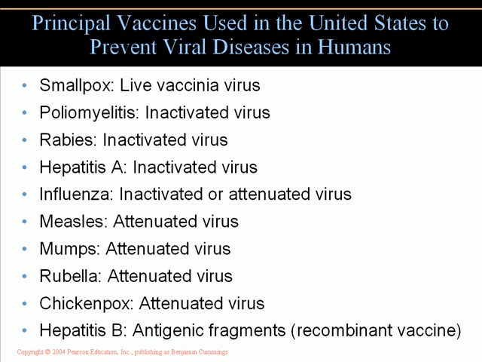Poliomyelitis, which is an inactivated virus. Rabies, also an inactivated virus. Hepatitis A vaccine, inactivated virus. Influenza, inactivated or attenuated. Attenuated, remember, means weakened. Measles, the attenuated virus. Mumps, the attenuated virus. Rubella and chickenpox, both attenuated viruses. Then hepatitis B, which is, I'm sorry, an antigenic fragment, a recombinant vaccine.